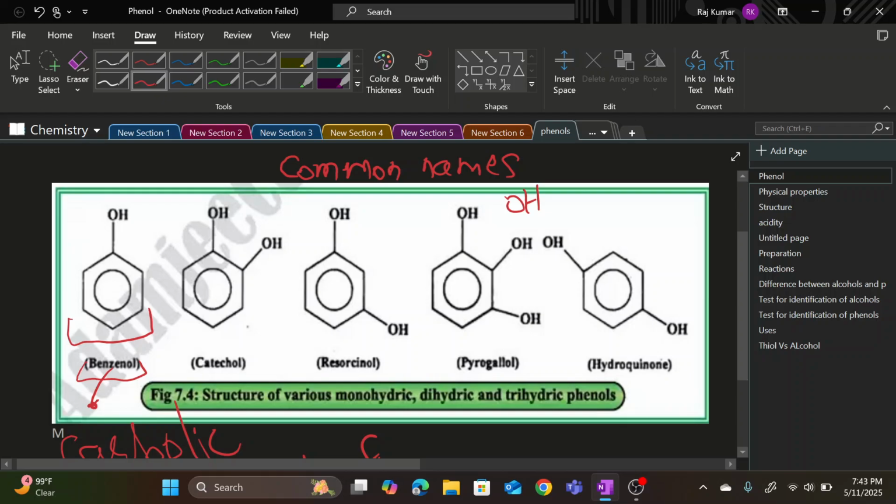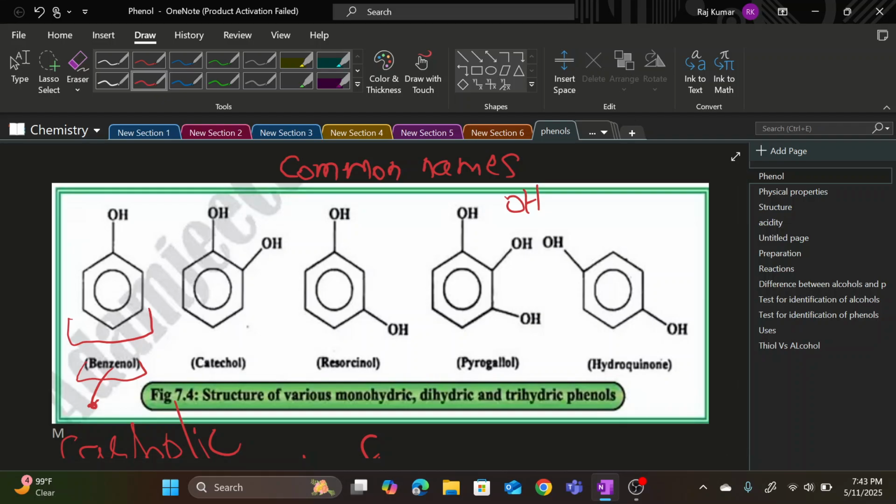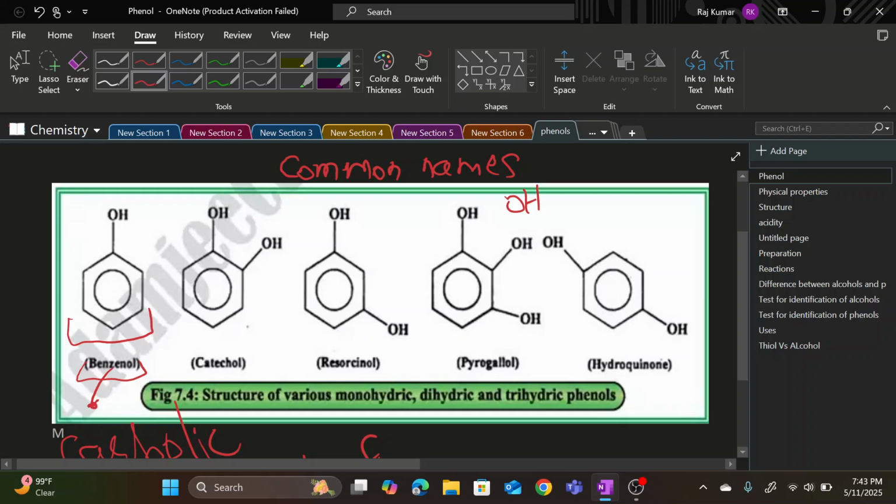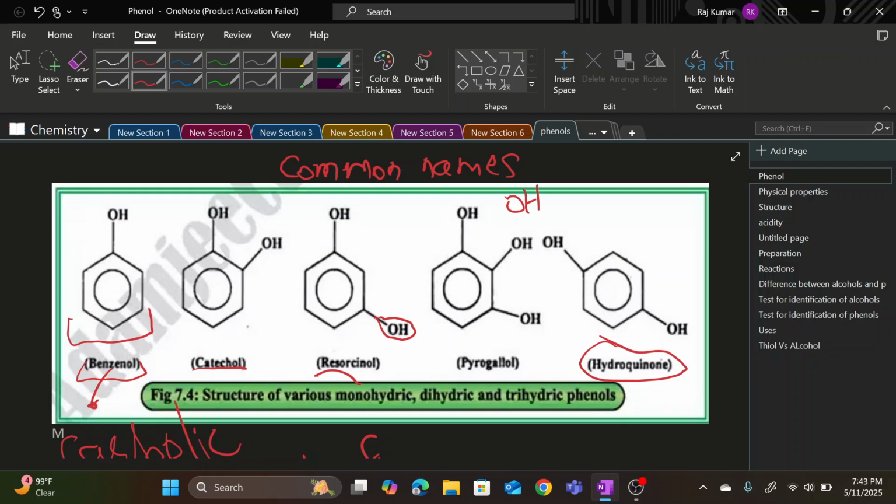Now, dihydric phenols have three major examples. When the OH group is on the second carbon, at the ortho position, as in ortho-hydroxyphenol, it is named catechol. It has huge significance in biological systems, as we have studied in biology as well. If it is present at the meta position, it is resorcinol. And if it is present at the para position, it is named hydroquinone. So when the OH group is at ortho, it is catechol; at meta, it is resorcinol; and at para, it is hydroquinone.